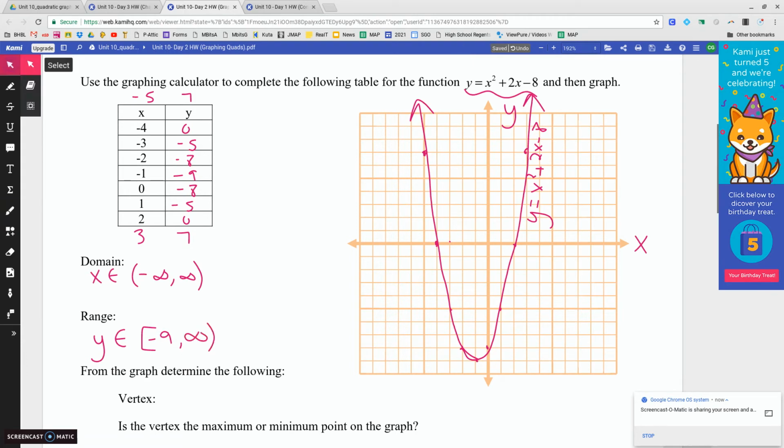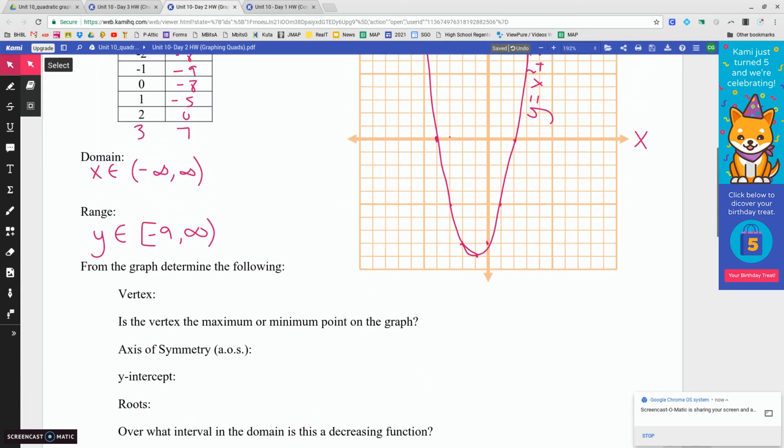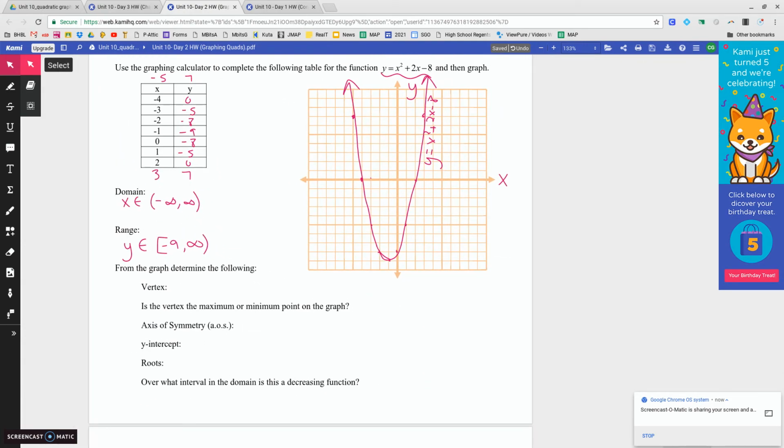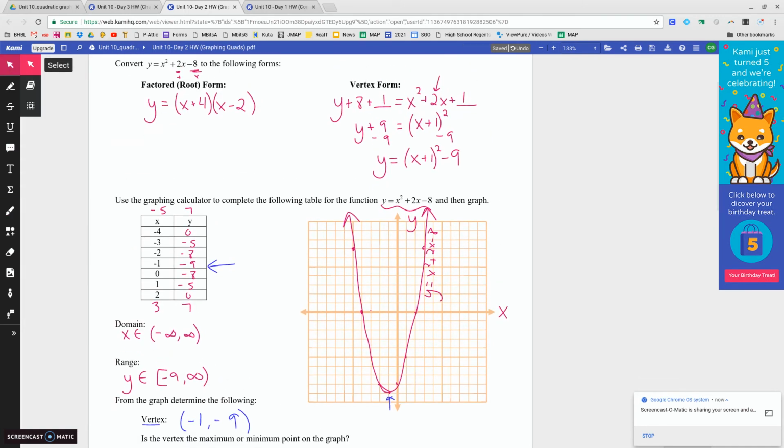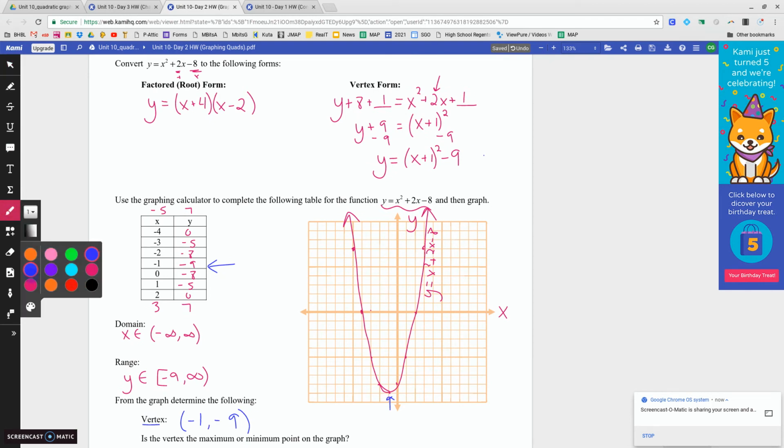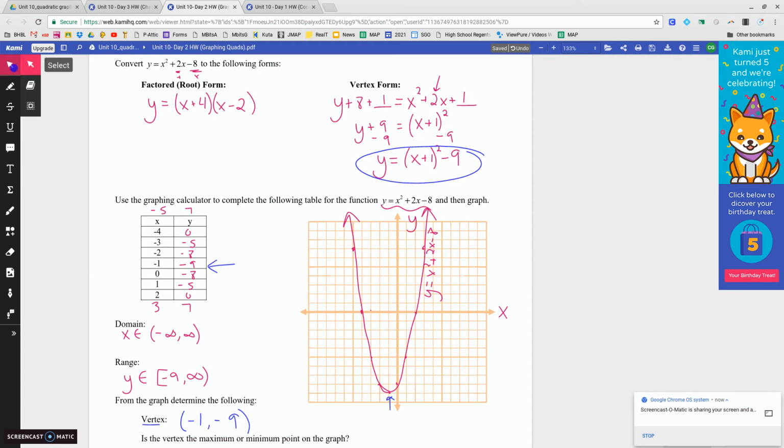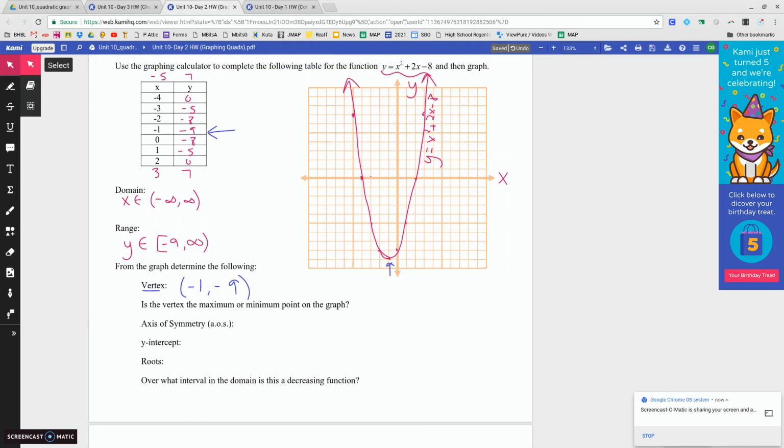Now from the graph, we're going to determine the following. So the first thing we're going to find is my vertex. Okay, so if I want to find my vertex, I look for this point right down here. Okay, so there's my vertex. And that vertex point I can also find on the table is (-1, -9). I can also verify that by looking up here in my vertex form, where I also have my (h, k) being (-1, -9). Okay, I want to know, is this vertex a maximum or a minimum point? Well, since it's at the bottom, that's clearly a minimum point.